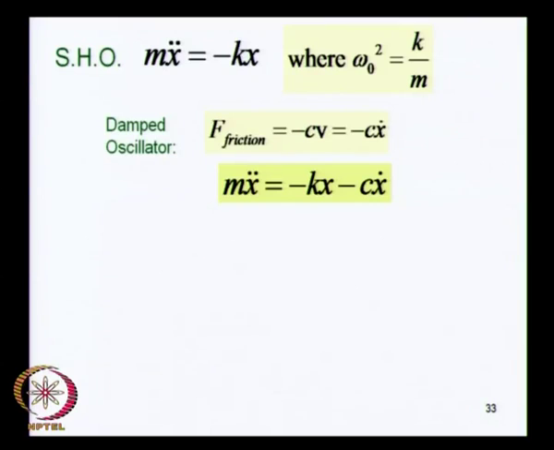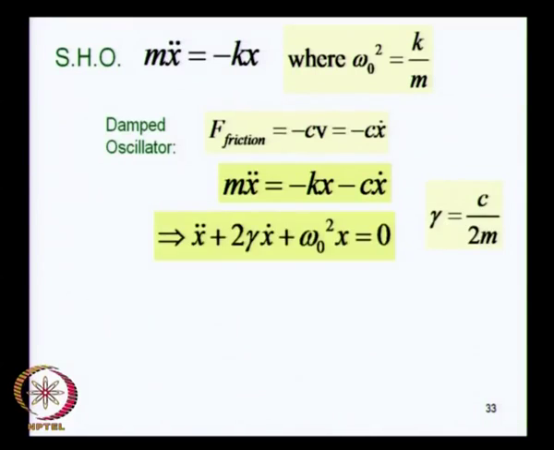Anyhow, we consider here damping to be represented by this minus c x dot term, and this is the equation of motion that you need to solve. So, you rearrange these three terms, bring all of them to one side and divide by the mass. You get acceleration plus twice gamma x dot, where gamma is the ratio c over 2m, because I have divided every term by m, plus omega 0 squared x, because this is the relation between k and omega 0. So, this is the differential equation of motion that we now have to solve.